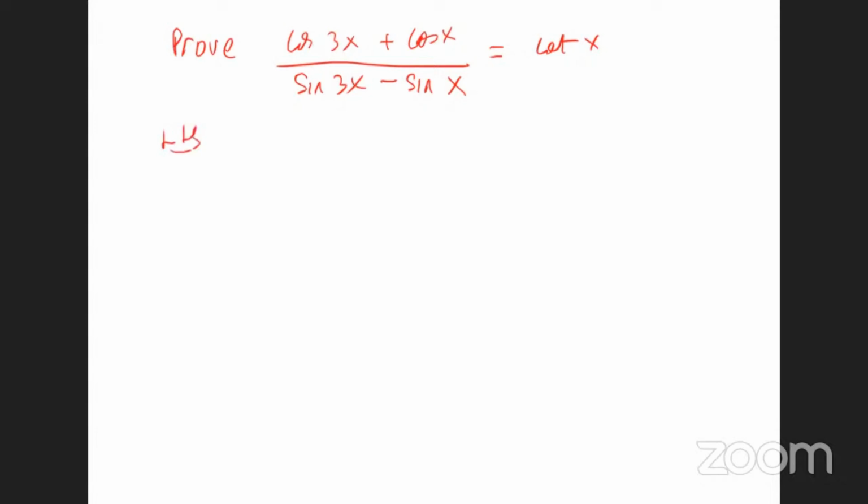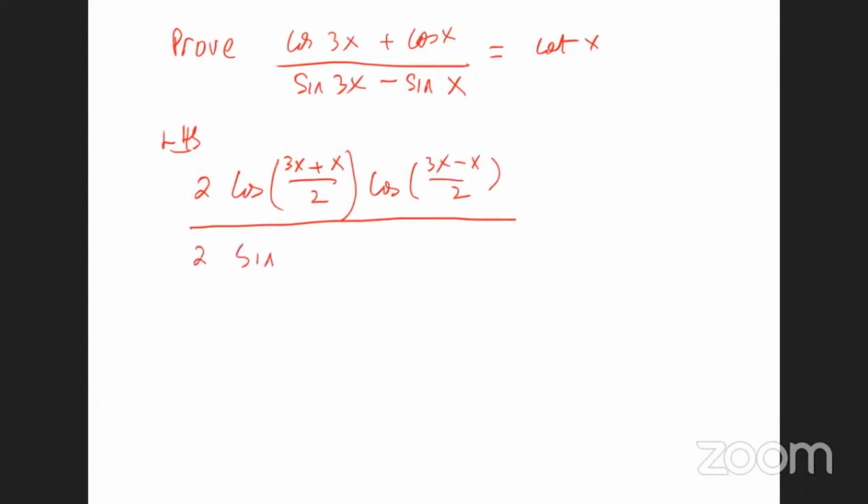Right, so if you take the left-hand side, it will be 2 cos (3x plus x) over 2, cos (3x minus x) over 2, all over 2 sine (3x minus x) over 2, cos, sorry, this will be plus, right? Cos (3x minus x) over 2. Oh, yeah, it's minus, sorry. Here is minus. And here will be the plus. Sorry about that. This 2 will cancel with this 2.